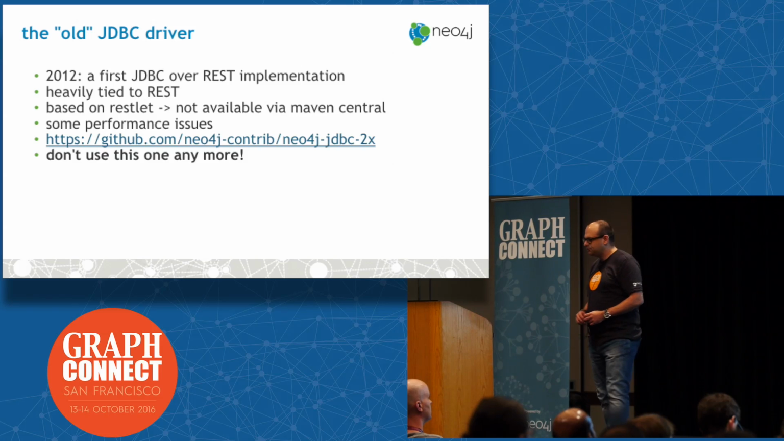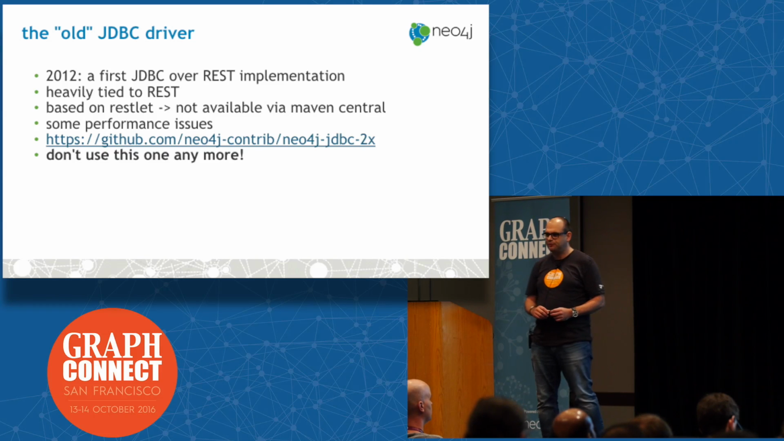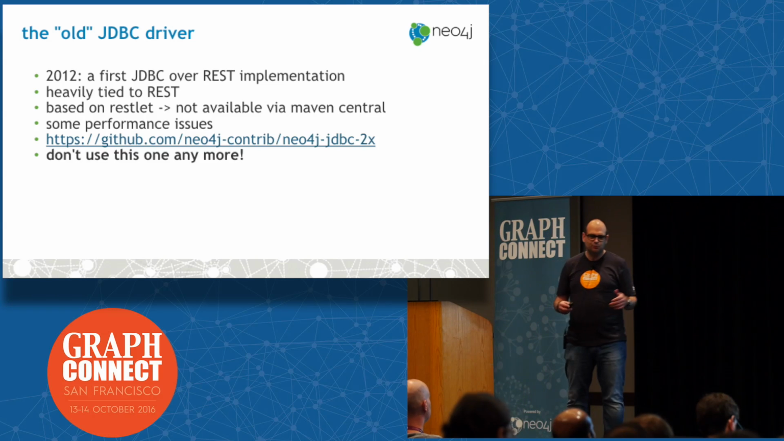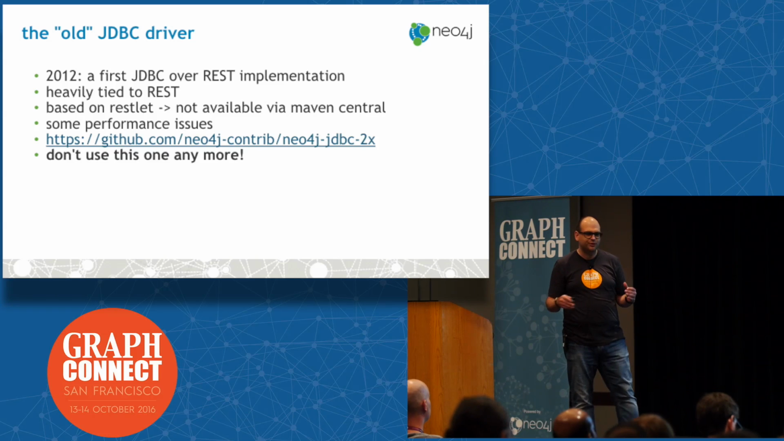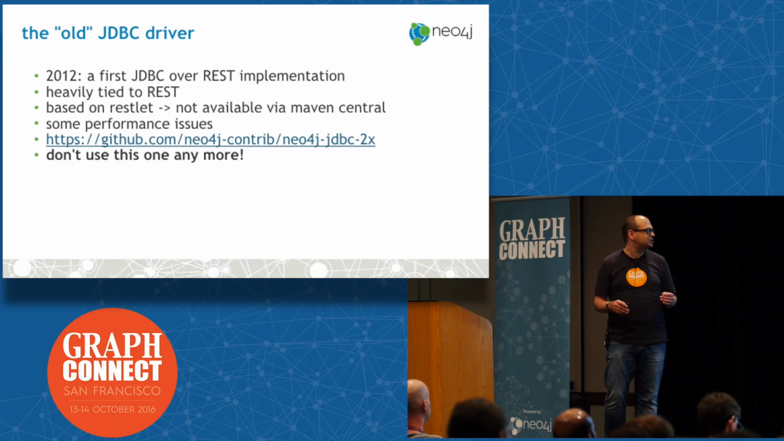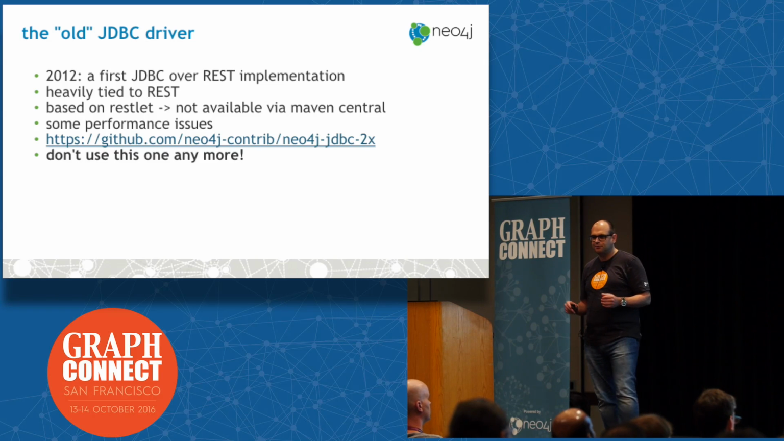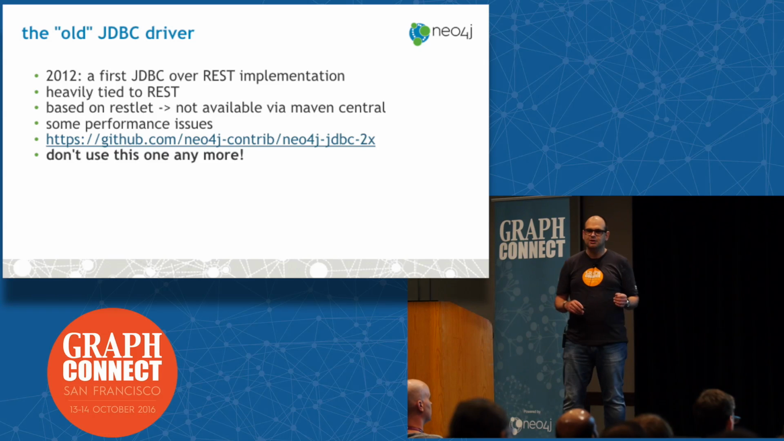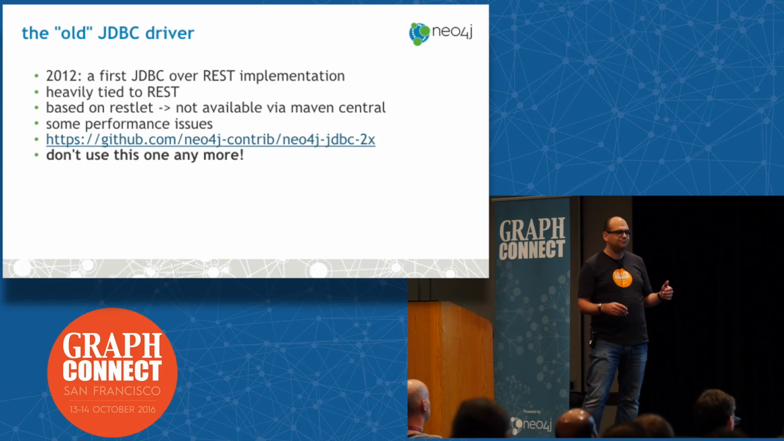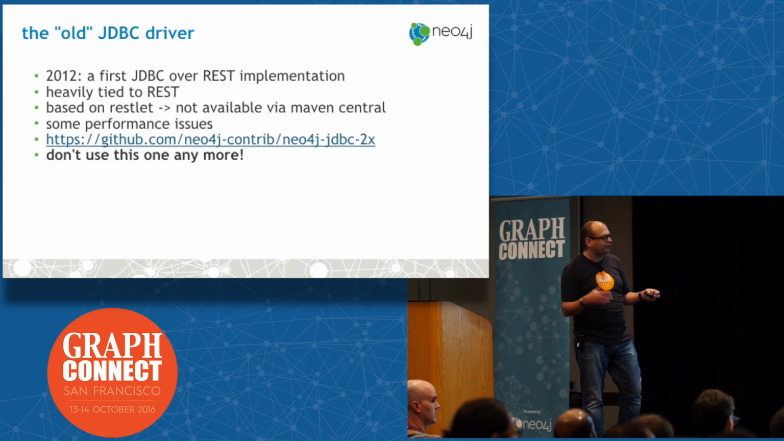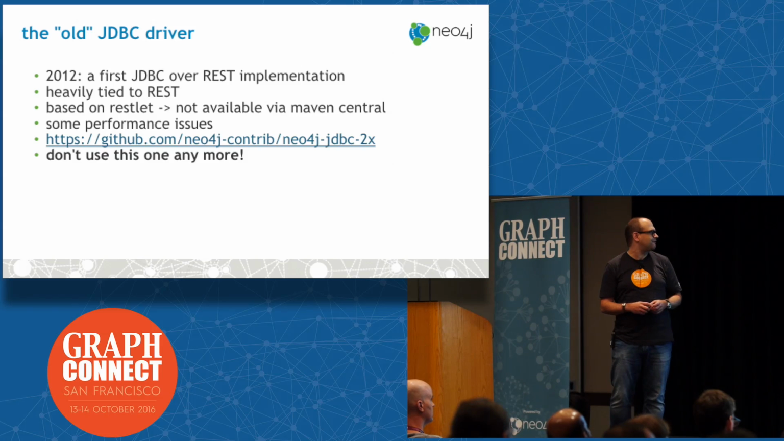Back in 2012, a colleague of mine, Rickard, built a kind of proof of concept to implement JDBC on the REST layer. This implementation was tightly bound to the REST API. It even used a library called RESTlet, which was not part of the Maven Central repository at the time. Therefore, we couldn't deploy that JDBC driver to Maven Central either. It also had some performance issues. As said, it was more a proof of concept.